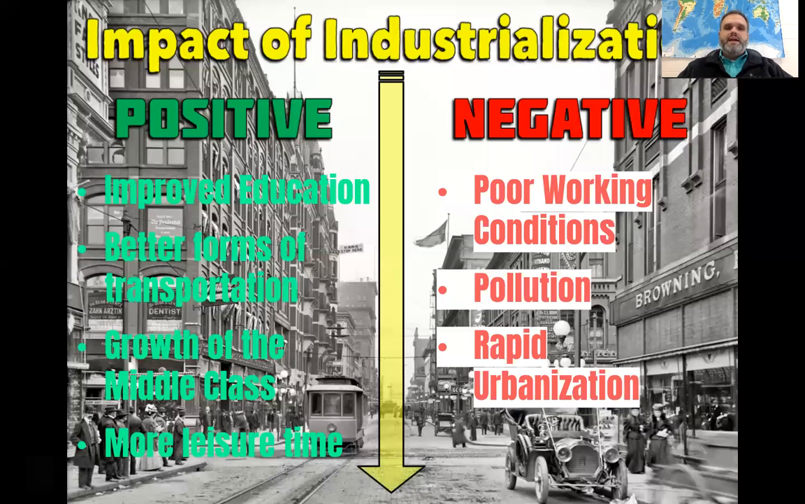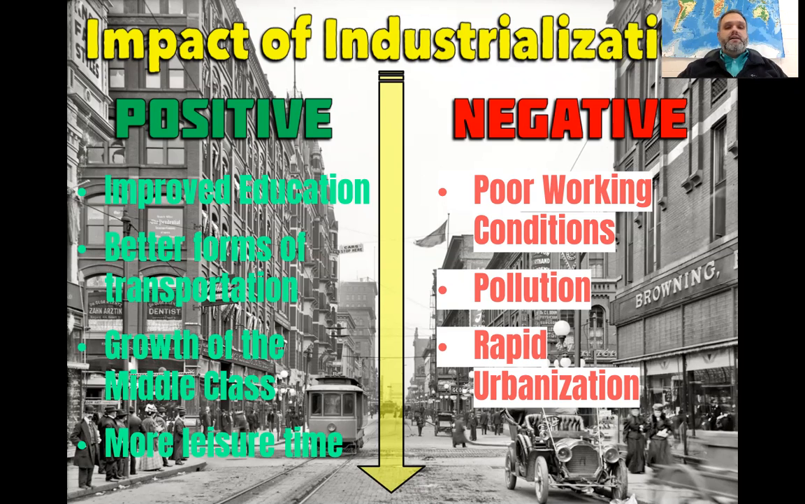All right, so here's what I came up with for my T-chart. The positives on the left are improved education, better forms of transportation, growth of the middle class, and more leisure time. The negatives I came up with on the right: poor working conditions, pollution, and rapid urbanization. Your list may not look exactly like this list, especially if you were to argue, which you could argue, that urbanization is not necessarily a negative thing.